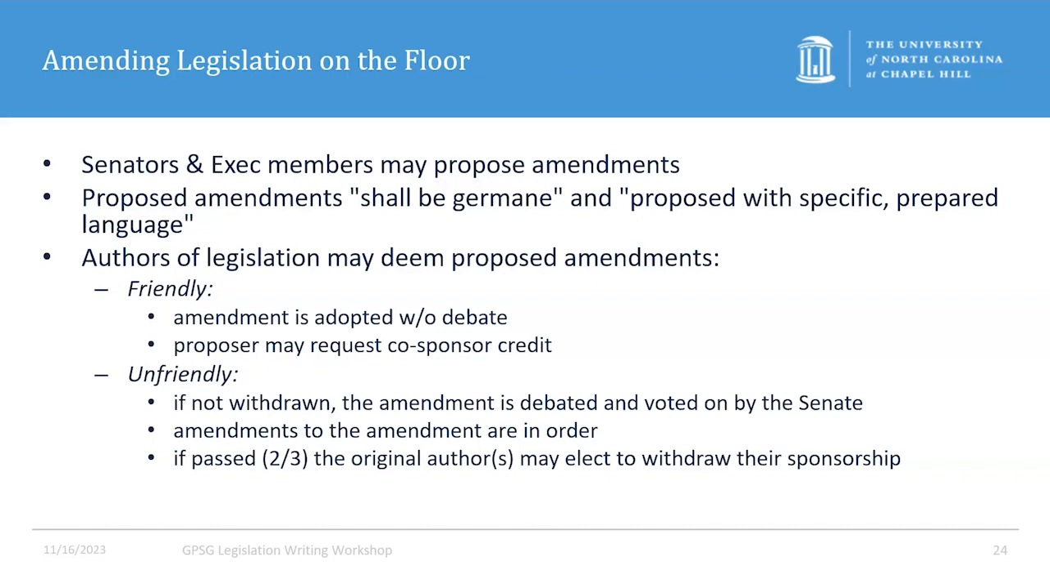Does that answer your question? Yes, it does. However, now I have a follow-up question about this last bullet point. Does that mean that amendments which are unfriendly need to pass by 2/3 in order to be added to the bill? Or is it just a majority pass, and then if it's 2/3, you can withdraw your name? I believe it's 2/3. 2/3 pass? I believe it's 2/3. I can check.